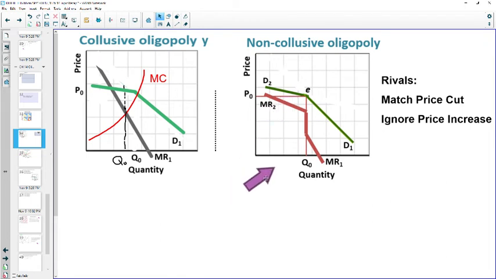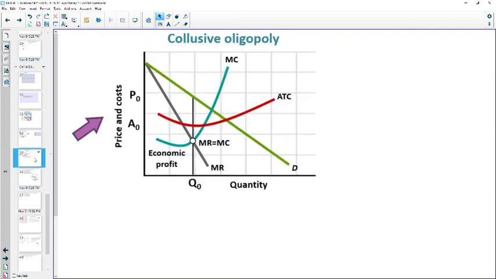This explains why prices are very sticky in an oligopoly. You don't want to lower prices because you're just going to move down the demand curve with everybody else, because they're going to match the price cuts. You don't want to raise prices because you're going to cut off your demand. A collusive oligopoly looks just like a monopoly because you have one demand curve and everybody's going to move together. They're going to raise and lower prices together.